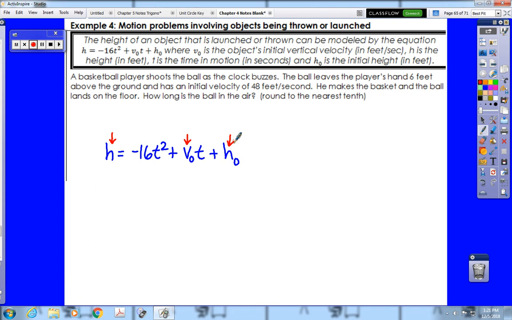Okay? So it says a basketball player shoots the ball as the clock buzzes. The ball leaves the player's hand 6 feet above the ground. That means that is your initial height, so we're going to plug that 6 in for h0. The ball also has an initial velocity of 48 feet per second. So that's pretty straightforward. That's your v sub 0 is 48 feet per second, so we're going to plug in 48 here for v sub 0.